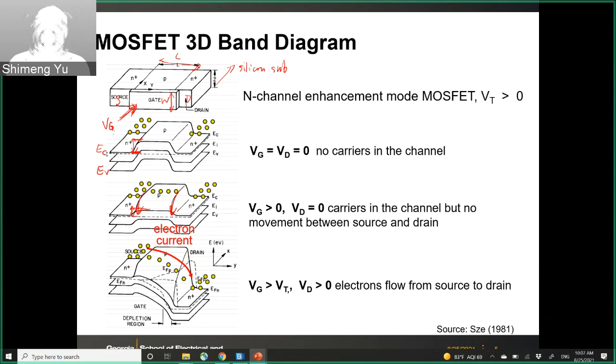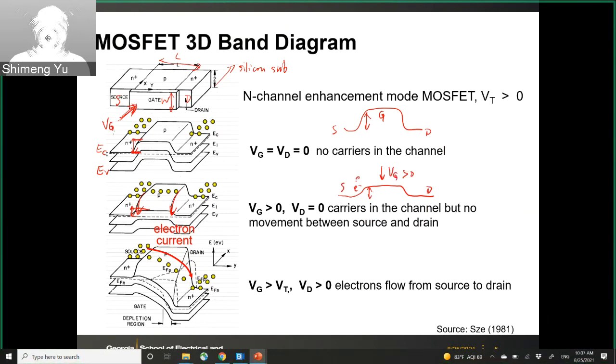So initially, you have the large barrier, let's say source to the drain, like this. When you apply gate voltage tied to the channel region, then this barrier will be reduced. So electrons can move over the barrier.